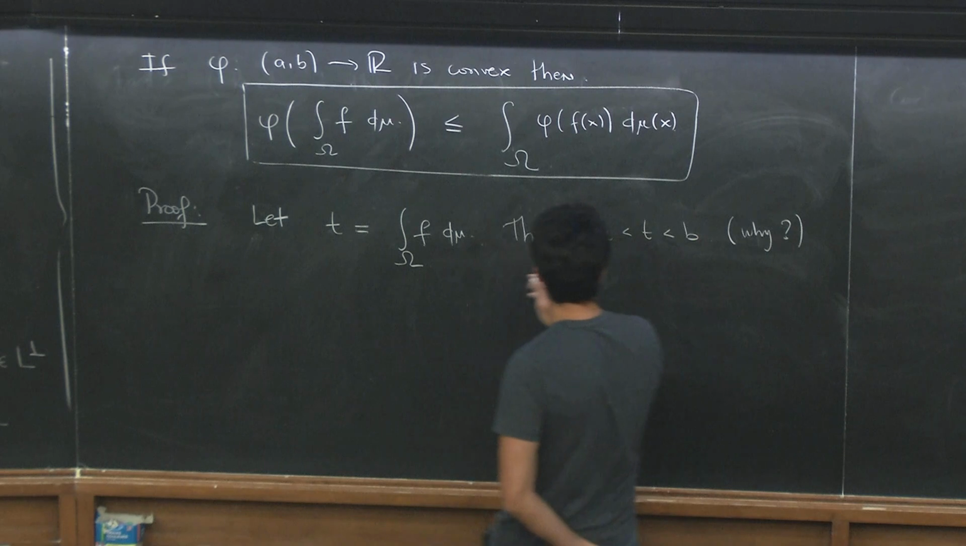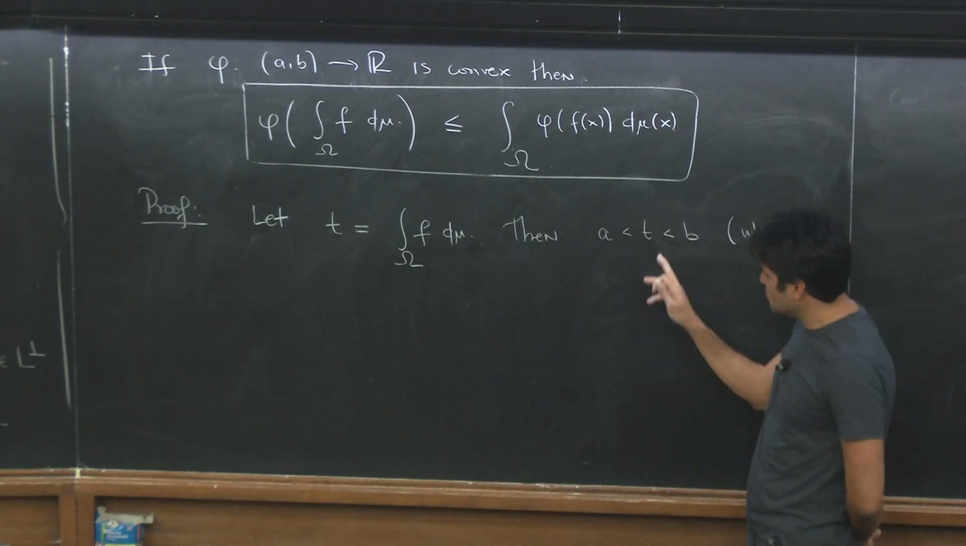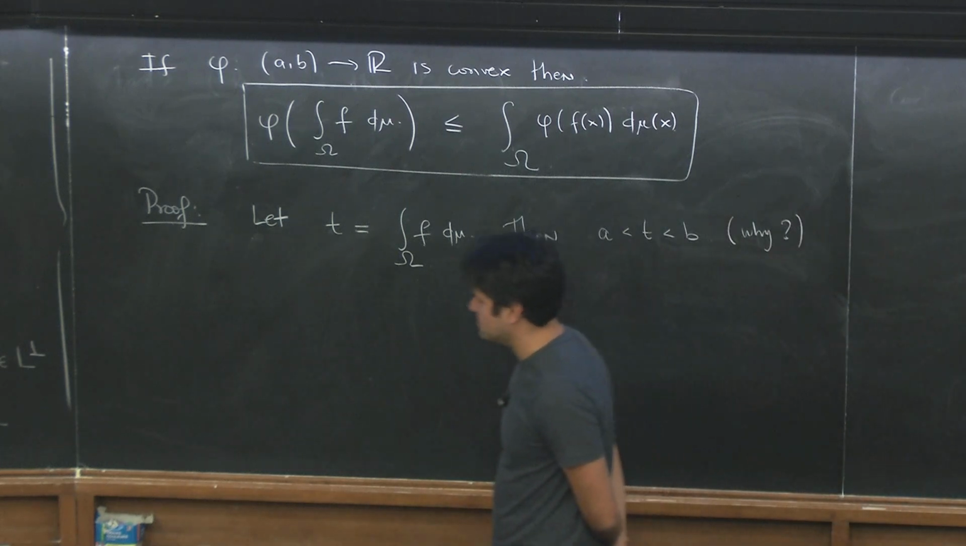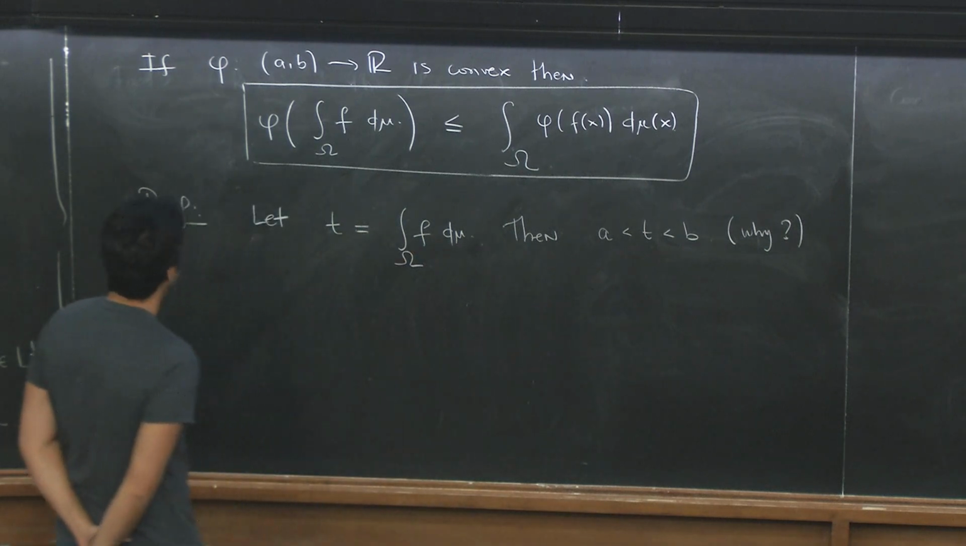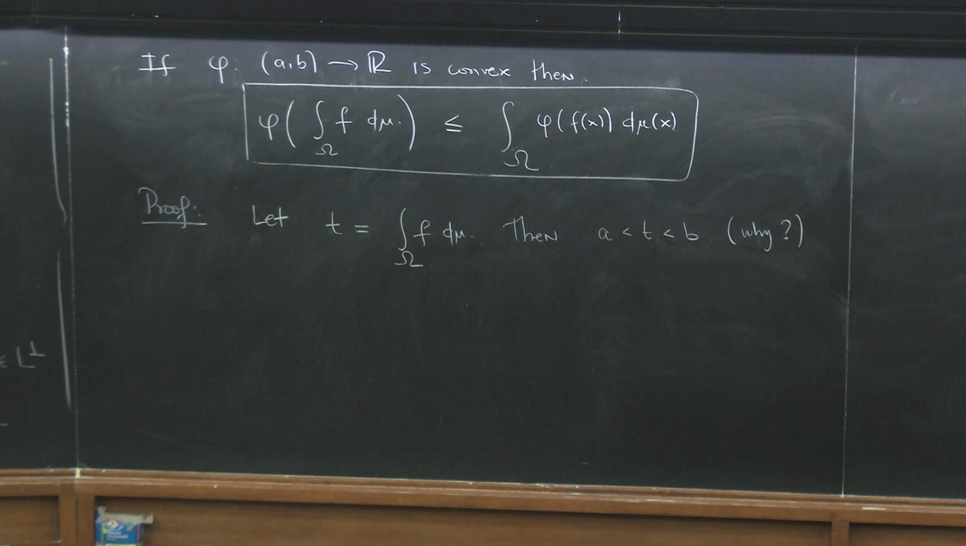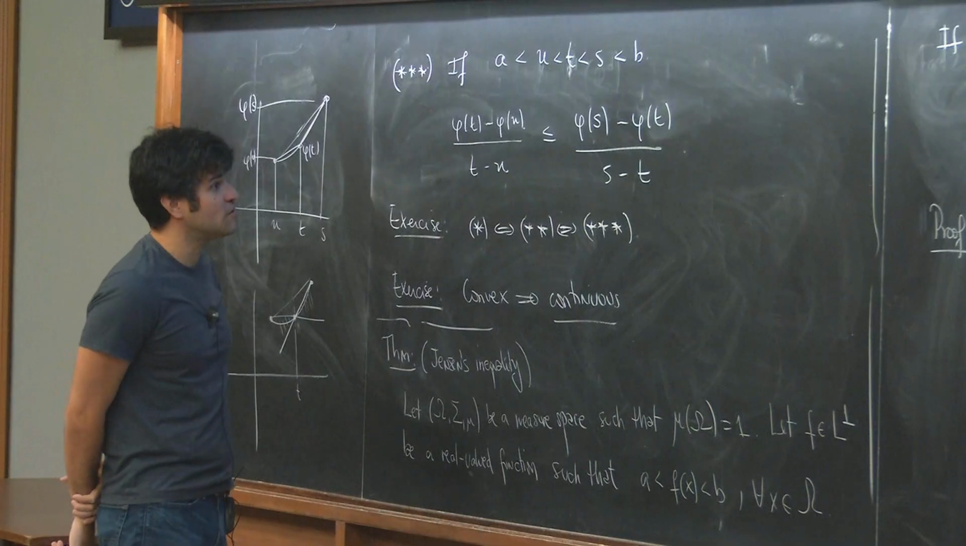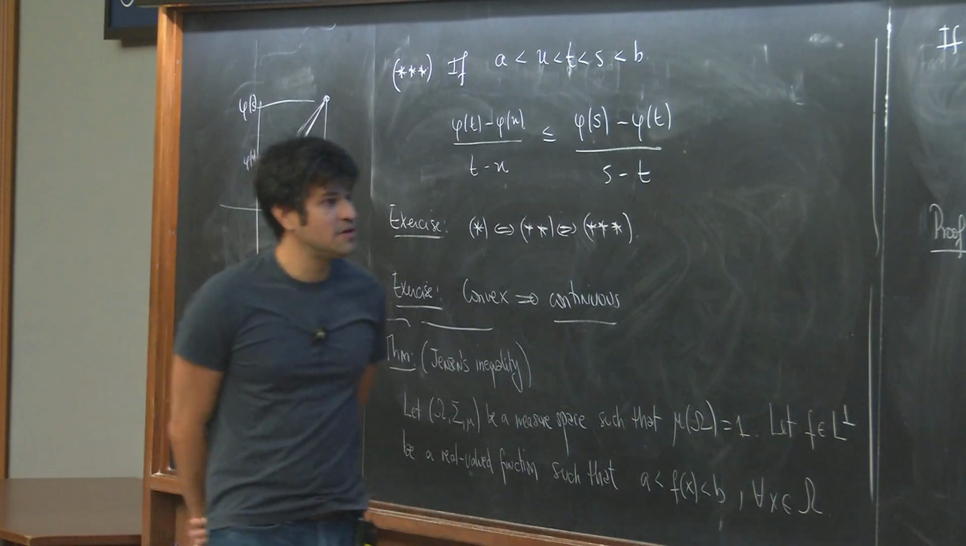And then this will make this integral be less than b. Same way you can prove that this integral is bigger than a. But anyway, so this is a number that we call t, and I want to use this inequality here. Okay? So this is going to be my t. So let's call this number 3.